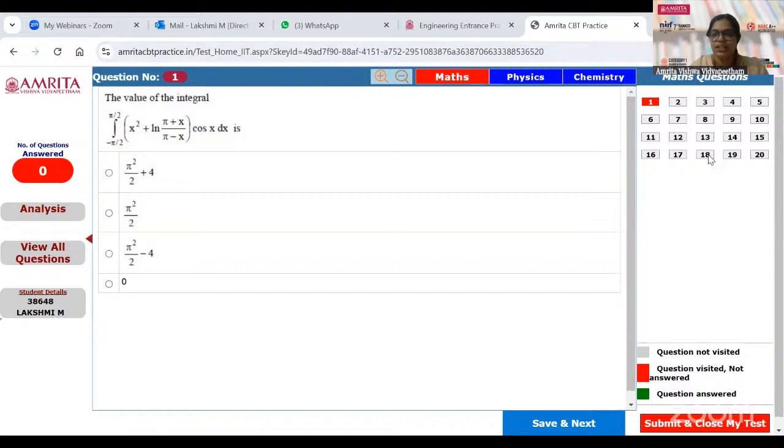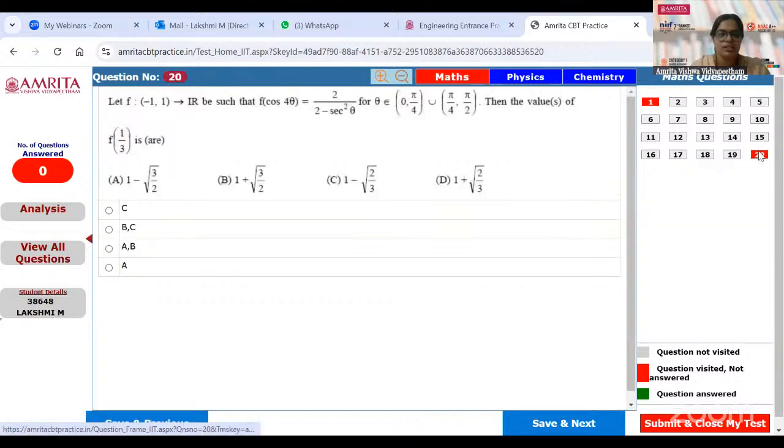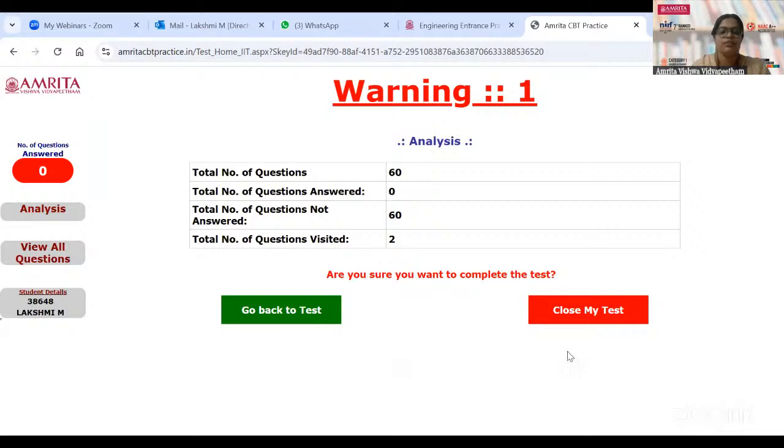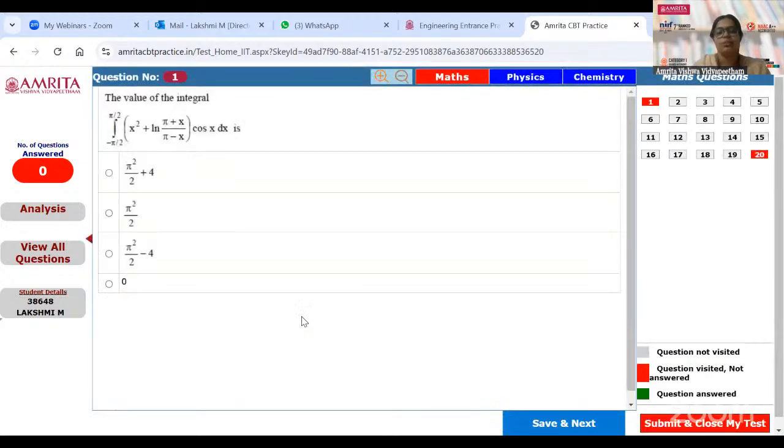I think I've taken an untimed test. Yes, this is an untimed test. So that's why it is. So you could see max, there are 20 questions. You can just click on the questions. You can just submit it. So this is a platform that I want all the children to understand. So once you submit this also, you'll get an analysis and all those details.